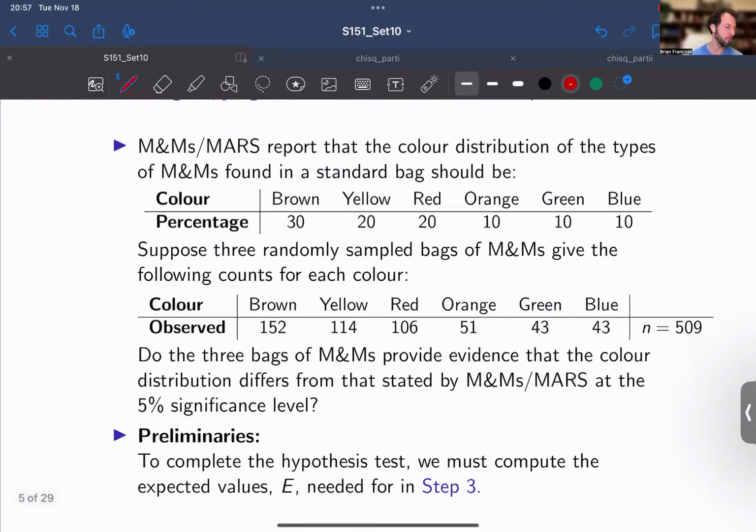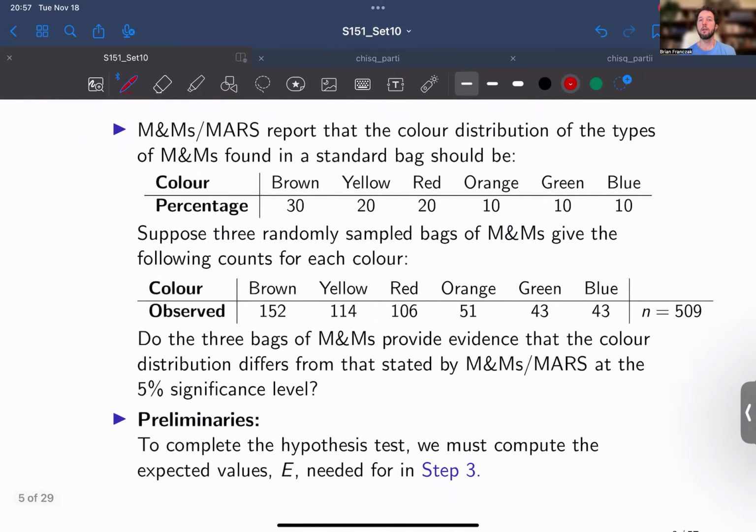Okay, so let's look at an example. In this illustration, what we have here are the probabilities of getting a particular color of M&M in a standard bag of M&Ms. So this first table is a probability distribution, or a percentage distribution.